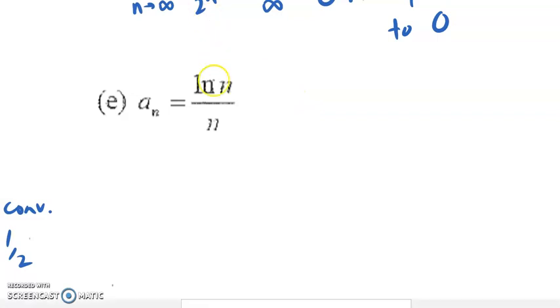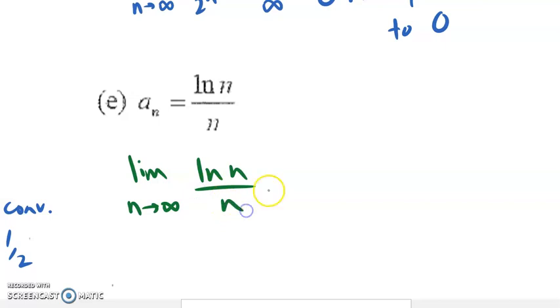All right, let's take a look at something a little bit more interesting. We've got this one right here. We've got natural log of n on the top. We've got n on the bottom. We ask the question, what happens when n approaches infinity of this natural log of n over n? And this is for certain a L'Hopital candidate. We can use L'Hopital's rule. But here's something else we can consider.